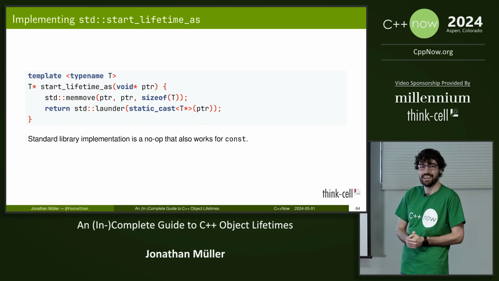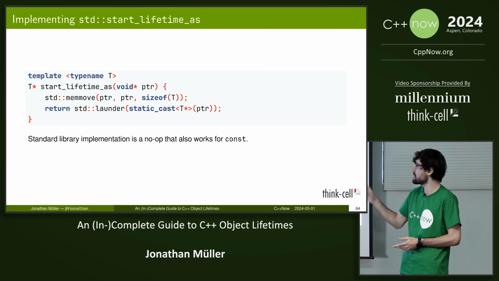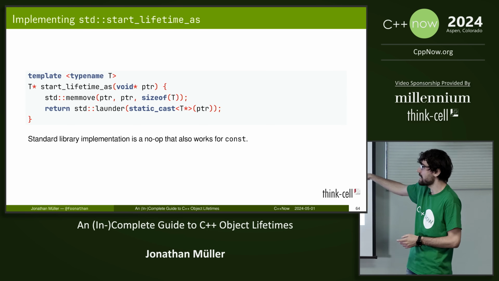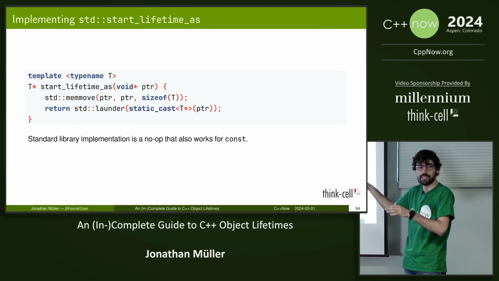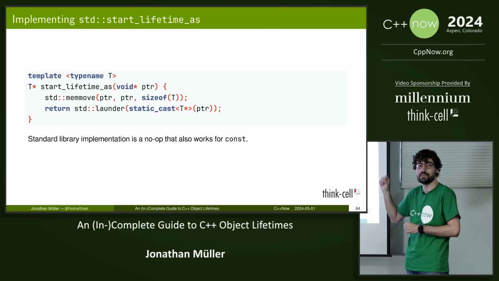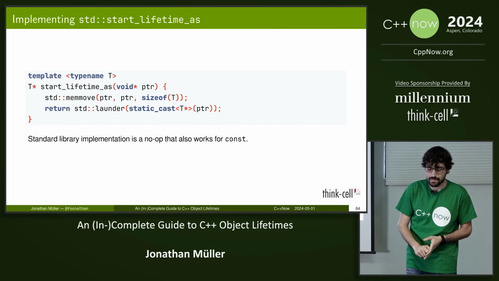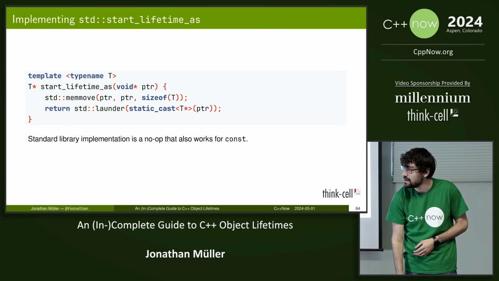Do we have constness for memmove? No, I don't think start_lifetime_as is constexpr. Yeah, but the standard library implementation uses compiler magic that also works for const memory and whatnot. But this is an approximation of what it does. This is a lot of dancing.